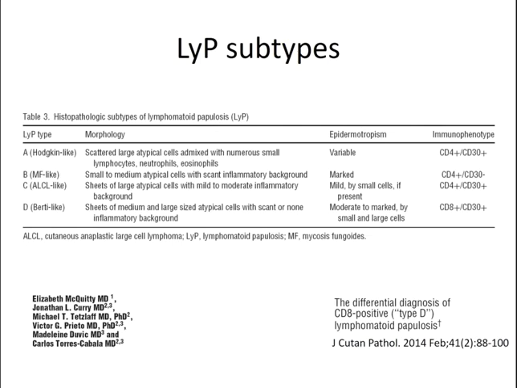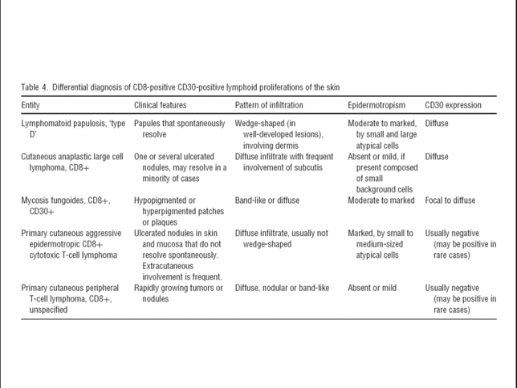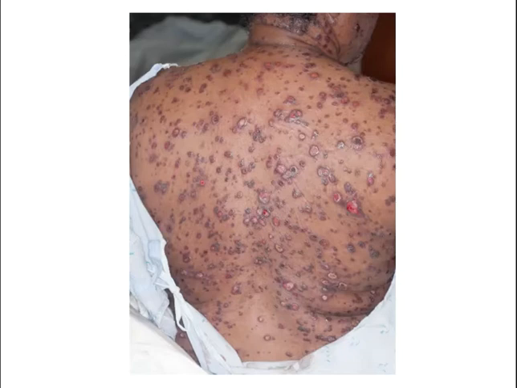It's CD8 positive. At that time we did the largest series of LYP type D, but now there are more reports about it. And then we elaborated this table in the publication saying, okay, here are all the things that can be CD8 positive and CD30 positive in skin. Berti can be CD30 positive, but it's usually negative. Okay? So nice example, this is the Berti lymphoma.